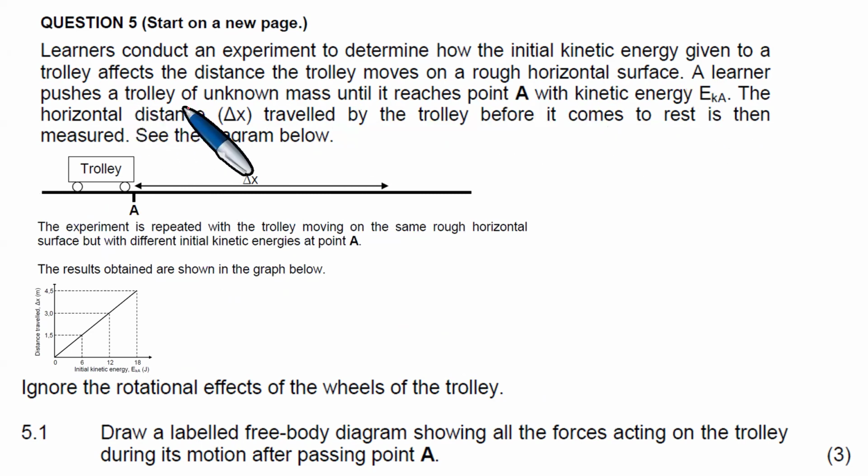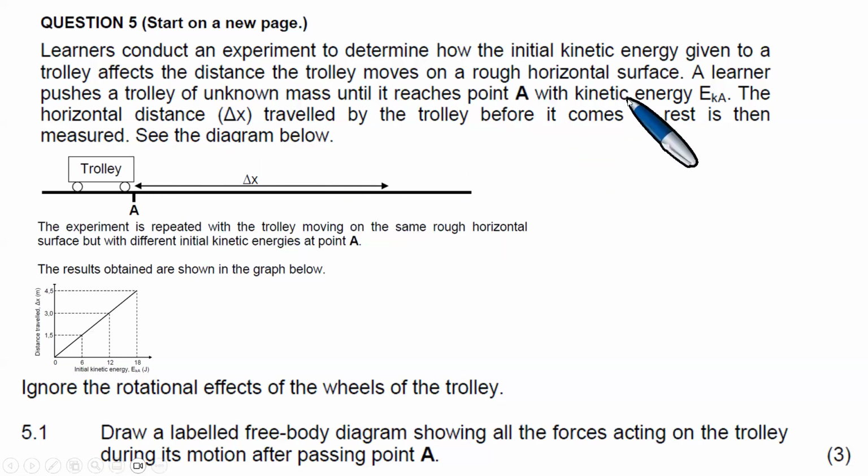Elena pushes the trolley of unknown mass until it reaches point A with kinetic energy, EKA. Now it is moving, which gives it an initial velocity. The horizontal distance delta x traveled by the trolley before it comes to rest is then measured. So they measure the distance here.